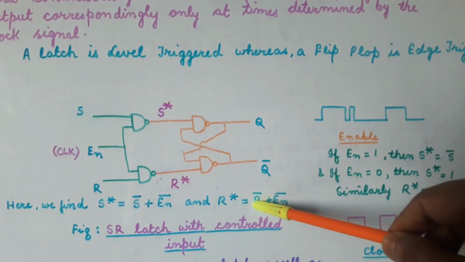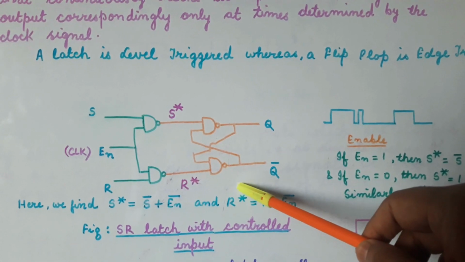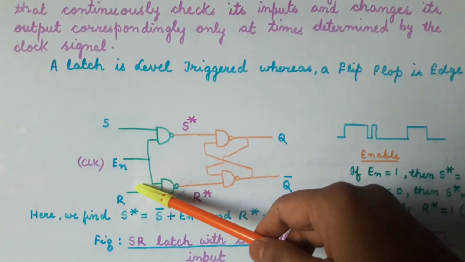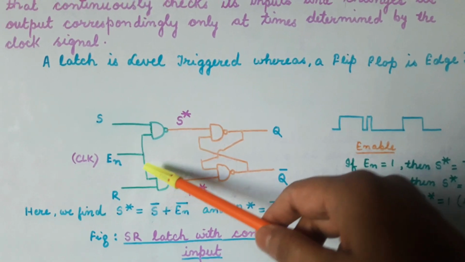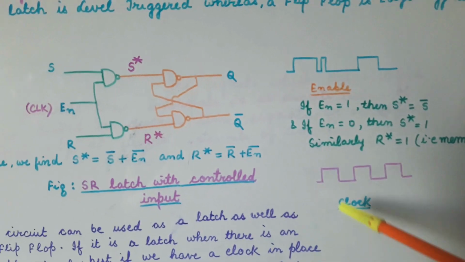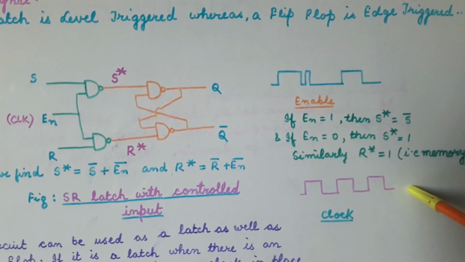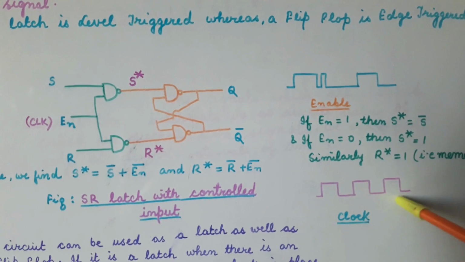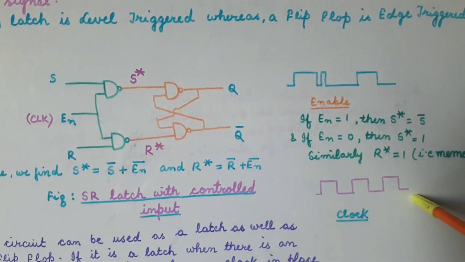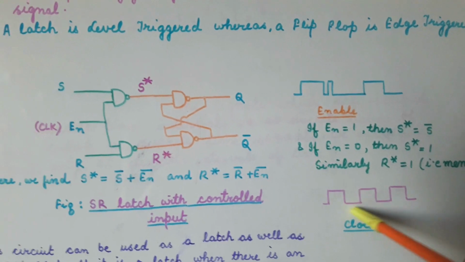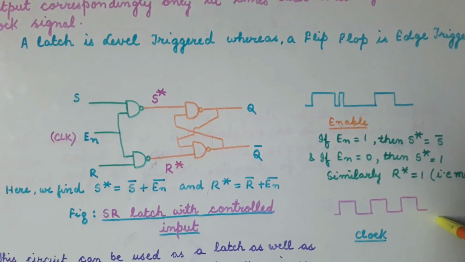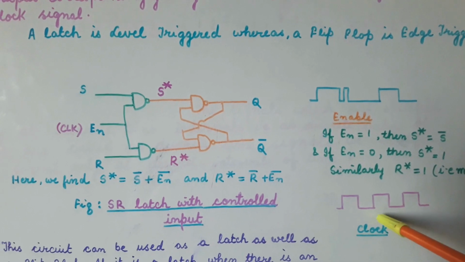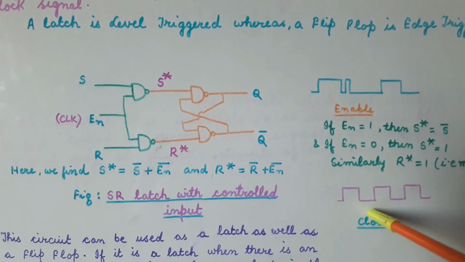Now let us see when this circuit will work as a flip-flop. It will act as a flip-flop if we have a clock in place of enable. And we know what a clock is. A clock signal is somewhat like this, and the duty cycle for the clock is 50%. So this is the clock. When we say that it is a flip-flop, it means that there will be triggering whenever there is an edge.